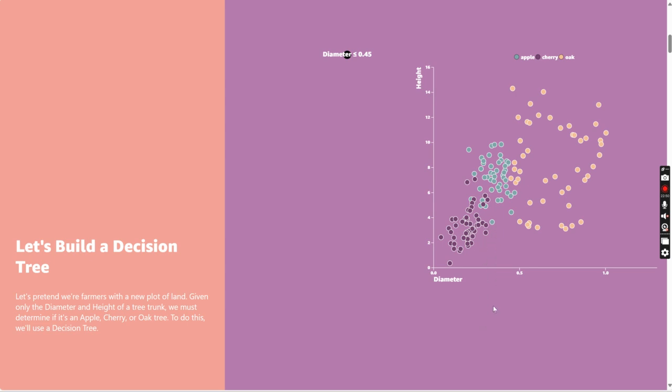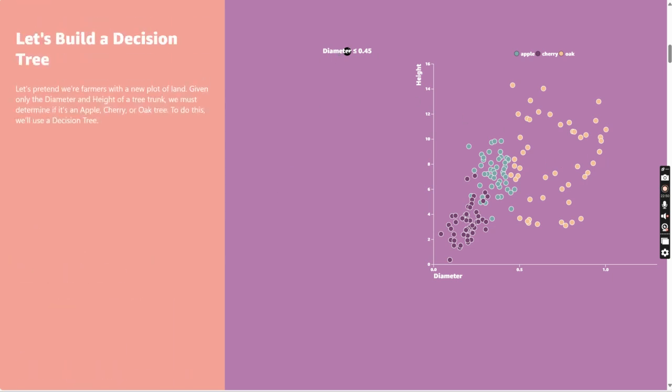The same applies for the apple tree also. Notice the diameter is contained till here. Although there are some misclassified points, you can split like that. And notice the third tree, the oak tree. Oak tree is a good option. If you go with the diameter, there is very minimal mixing of other data points. Hence the first split, if you click on it, will happen at the oak tree.